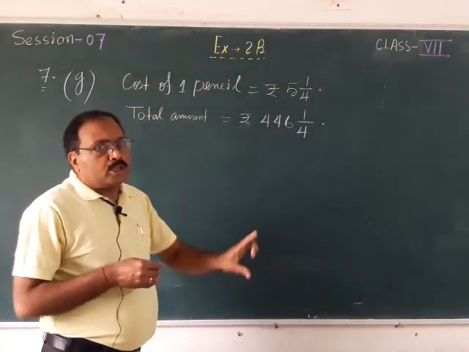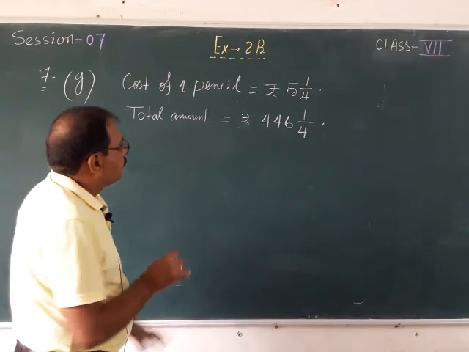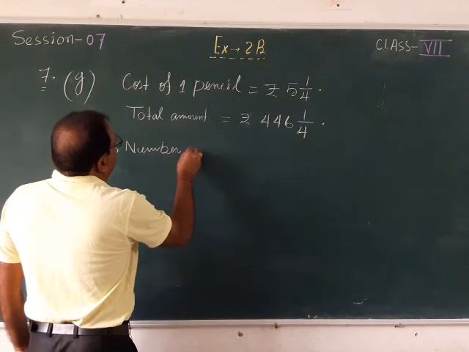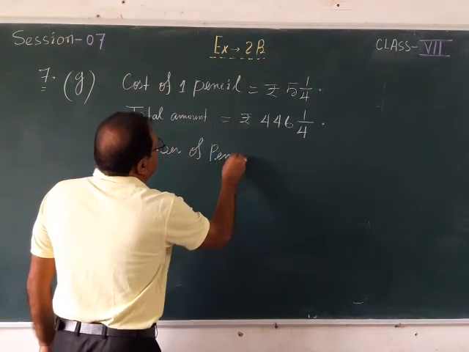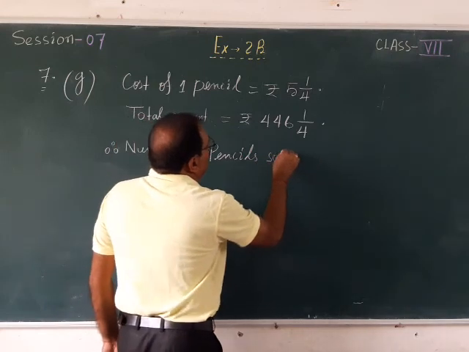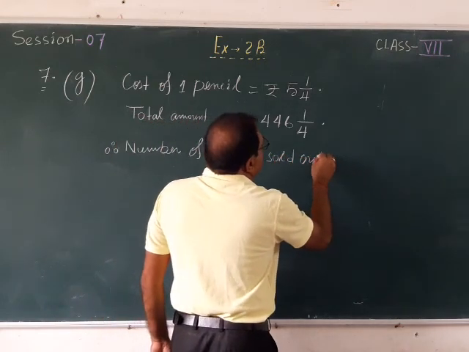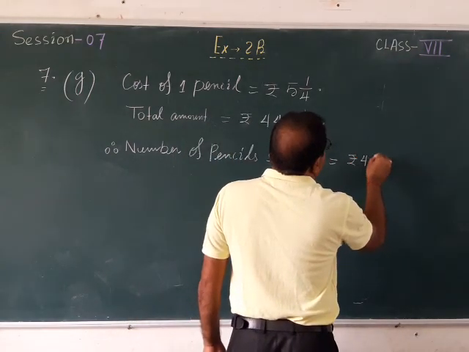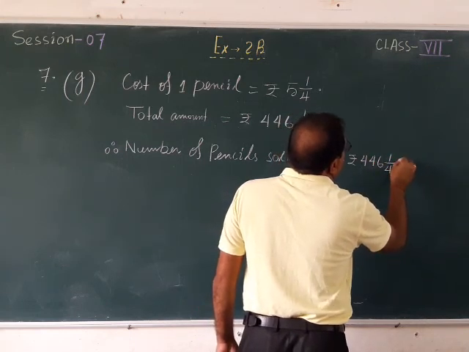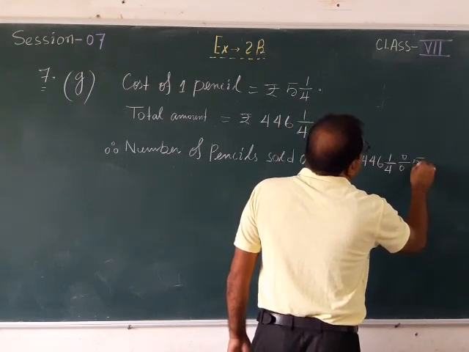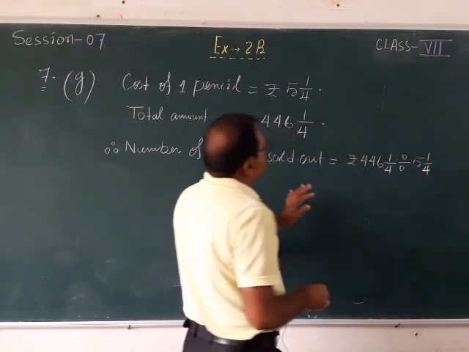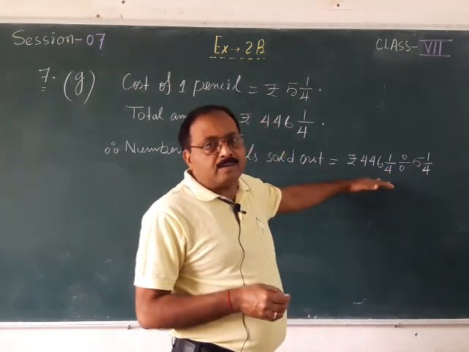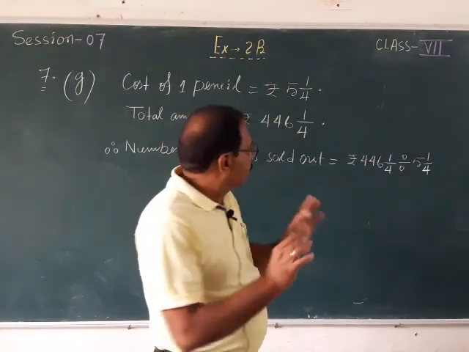So, first of all you need to find the number of pencils he has sold. Therefore, number of pencils sold out. How many pencils has he sold? This you need to find. For this, what will you do? You will divide rupees 446 and 1 by 4 by 5 whole and 1 by 4. If you divide 446 and 1 by 4 by 5 whole and 1 by 4, you will get the total number of pencils he has sold.